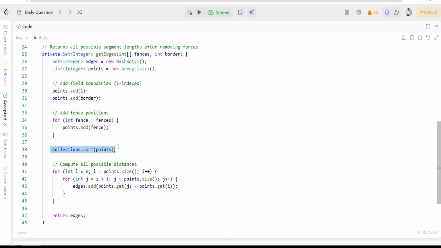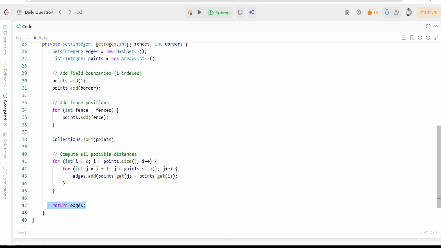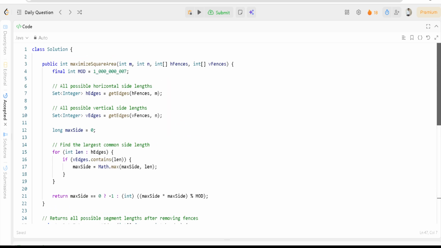Once everything is ready on the points, you have to do Collections.sort, and sort it as we were doing before. Then we have to compute all the distances, guys. How will you find the distance? You find the gap like this and add it to the edges. It is a simple function we have created. Let me show you again. We have been given two things, heights and vertical fences, m and n.